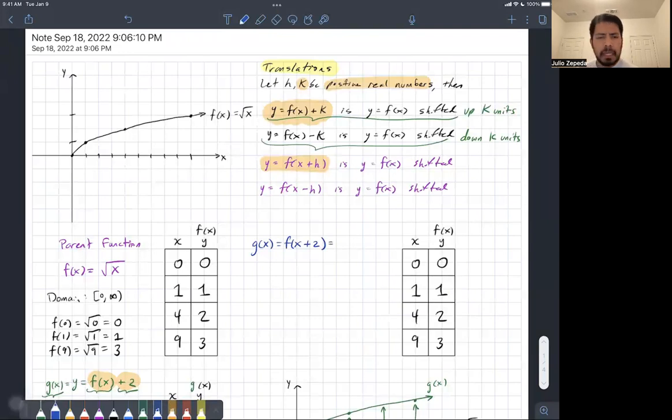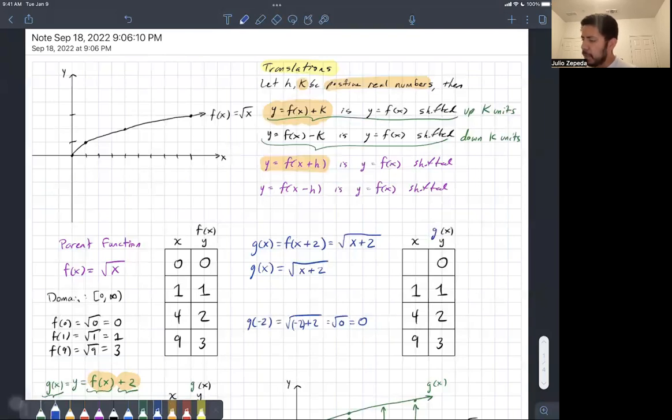Well, f of x plus 2 is the function evaluated at x plus 2. So you plug in x plus 2. And so here's our new function. G of x is equal to the square root of x plus 2. And so now what kinds of numbers can we plug in? This actually changes the domain of the function because now you can plug in -2. We can find g of -2 because the square root of -2 plus 2 is the square root of 0, which is 0.